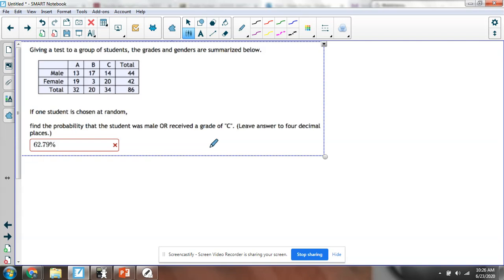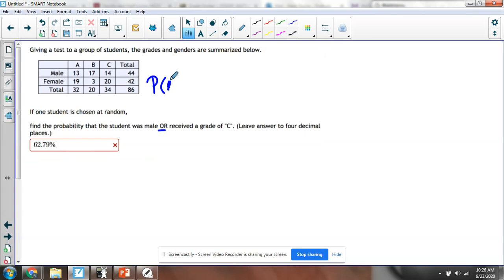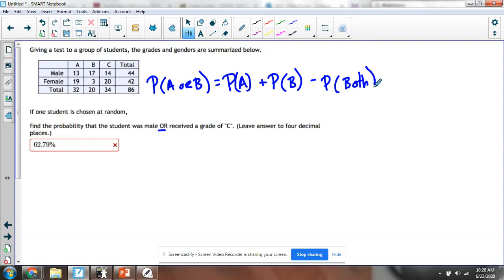Here it says, given a test to a group of students, the grades and genders are summarized below. If one student is chosen at random, find the probability that the student was male or received a grade of C. So remember that to do probability of A or B, this is from one of the videos, it's going to be the probability of A plus the probability of B minus the probability of A and B, minus the probability of both.